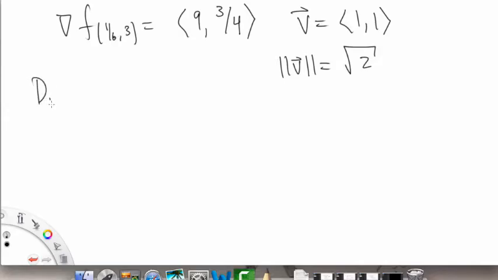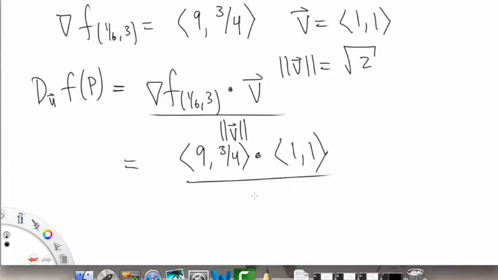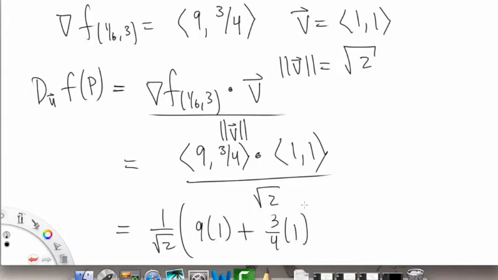Okay, so let's plug this into the formula for the directional derivative. That equals our gradient, and then we're going to dot it with the v vector, and everything is over the magnitude. So this is going to be equal to 9 comma 3 over 4 dotted with 1, 1, all over the square root of 2. What I'm going to do is move that square root of 2 out in front, and then we'll calculate inside here. So we have 9 times 1 plus 3 over 4 times 1.